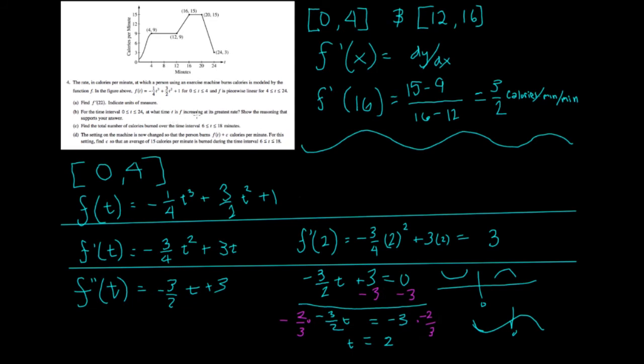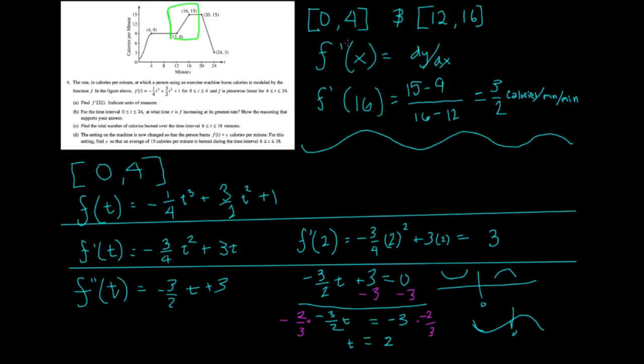So question for part B. For the time interval where t is greater than or equal to 0 and less than or equal to 24, at what time t is f increasing at its greatest rate? Show the reasoning that supports your answer. So it's increasing from 0 to 4 and 12 to 16. So let's try 12 to 16 first.